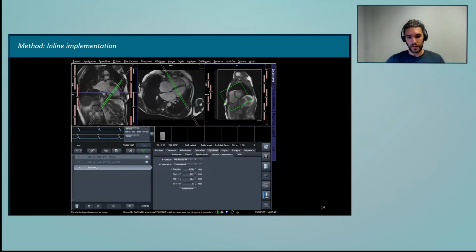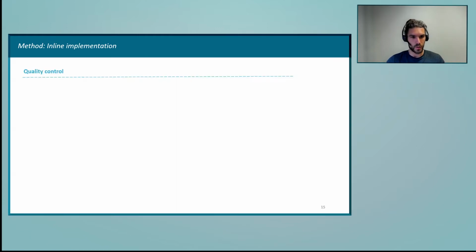So the goal then is to do the inline implementation, and we are working on it. We have a C implementation that is working now, and we are currently working on the ICE implementation. Unfortunately, we don't have the prospective results yet, so it will come soon, I hope.